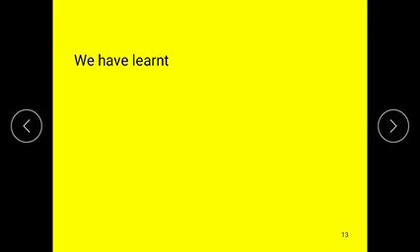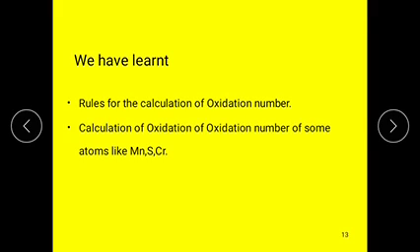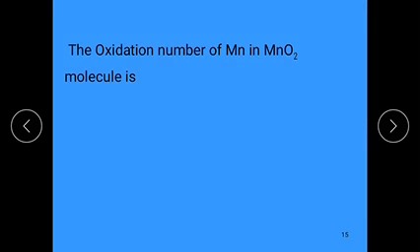In this topic we learned the rules for calculating oxidation numbers, and the oxidation numbers of atoms like manganese, sulfur and chromium. Now we discuss some quiz answers. The oxidation number of manganese in the MnO2 molecule: the options are +2, -2, +4, -1.